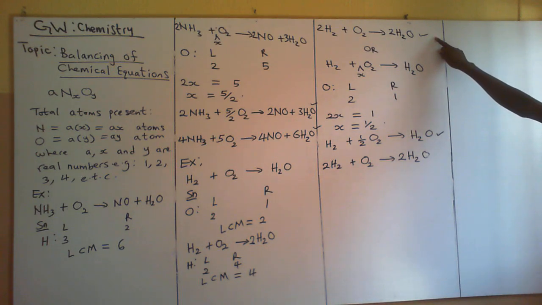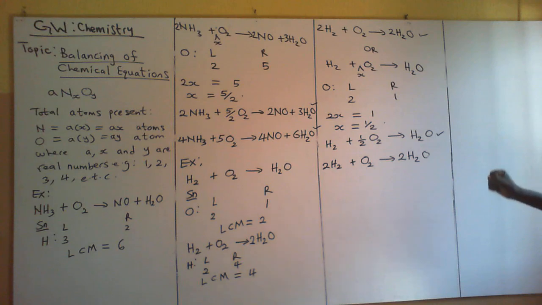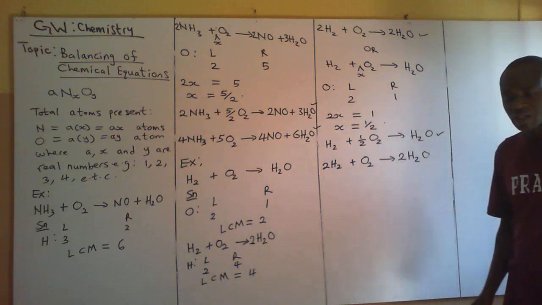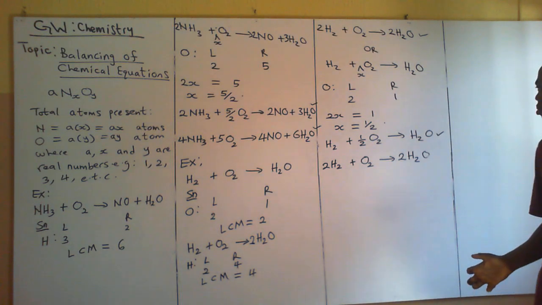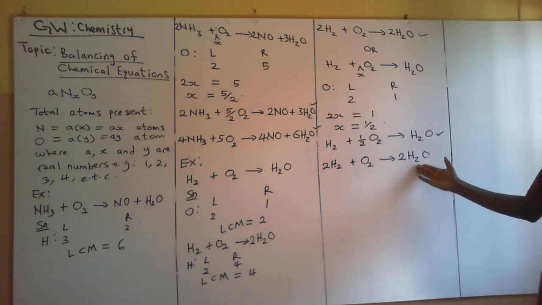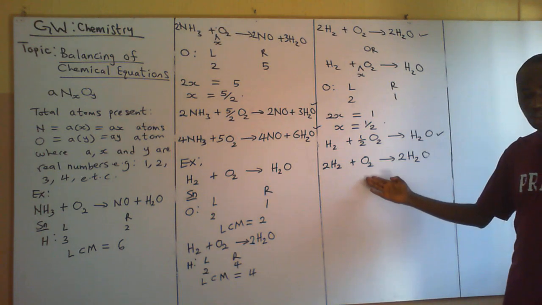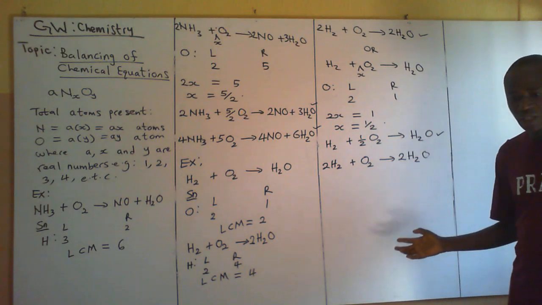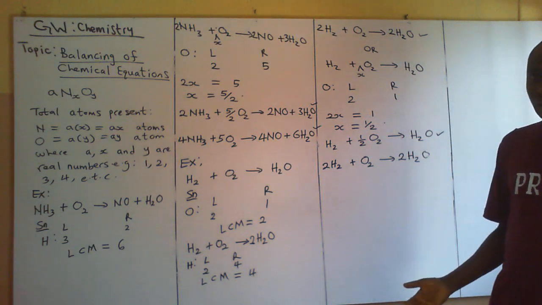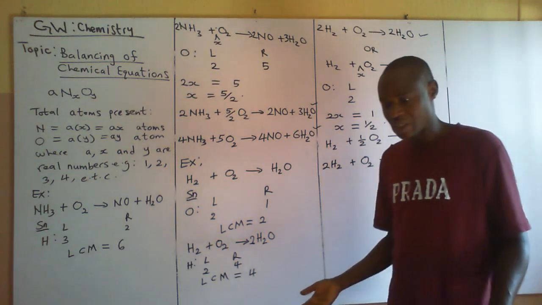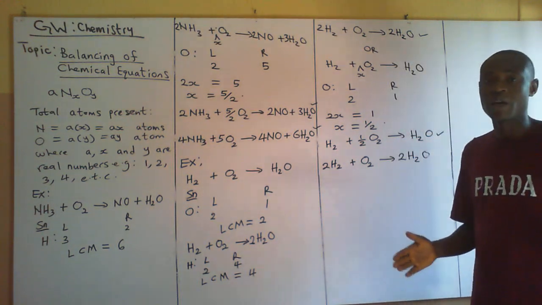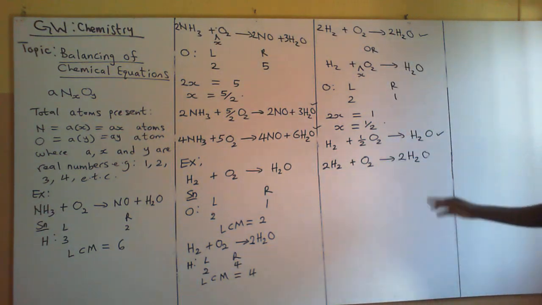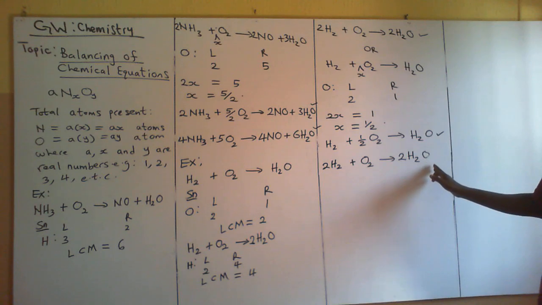So this is balancing of chemical equations. If you take it slow and steady, you will understand it, because it's one of the basic aspects of chemistry. Anything you are trying to do in chemistry that involves a chemical equation, you must balance the chemical equation first before you can do one or two things on it. So you must learn how to balance chemical equations.